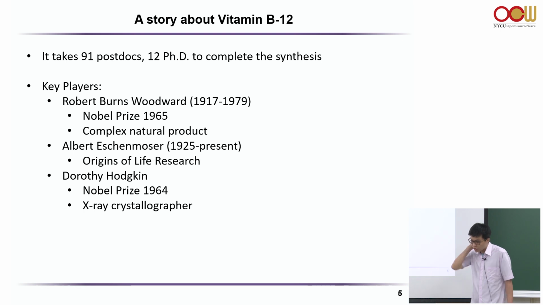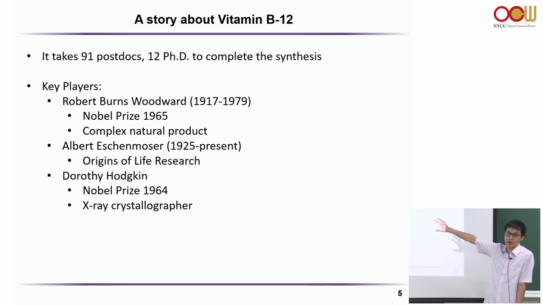Over 100 people worked on this, and there are a couple of key players. The credit has been given to Woodward, who received the Nobel Prize in 1965 for his contribution to organic chemistry. For those of you who dedicate your study to organic chemistry in graduate school, he's someone you should read about, and there are many articles about him. In fact, many scientists are related to him to some degree. He has many students in the field of organic chemistry.